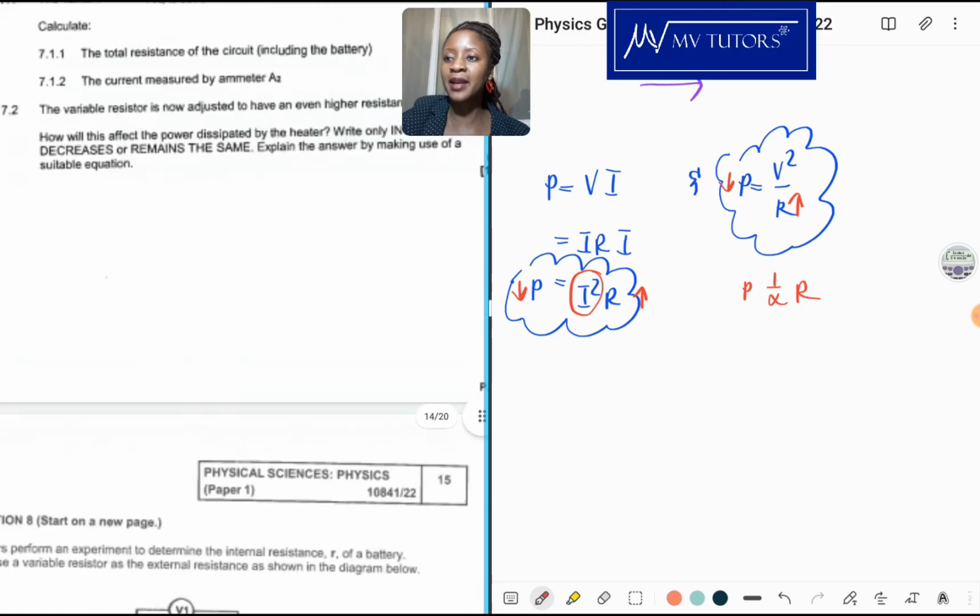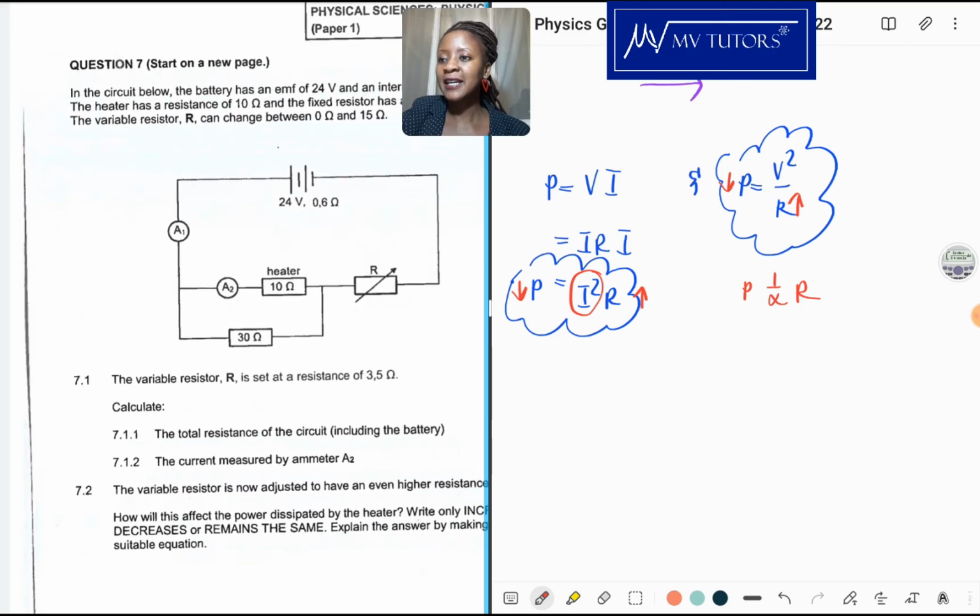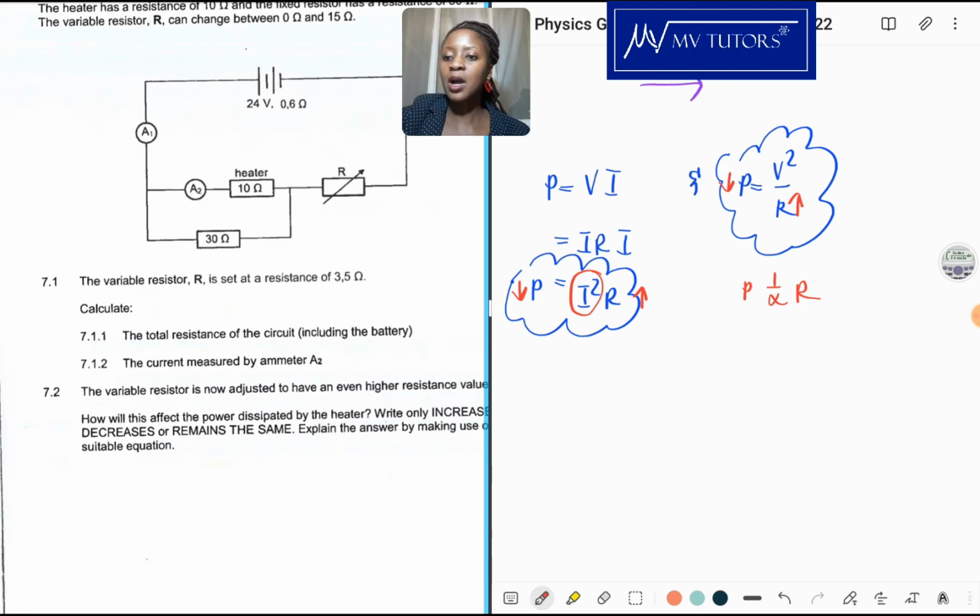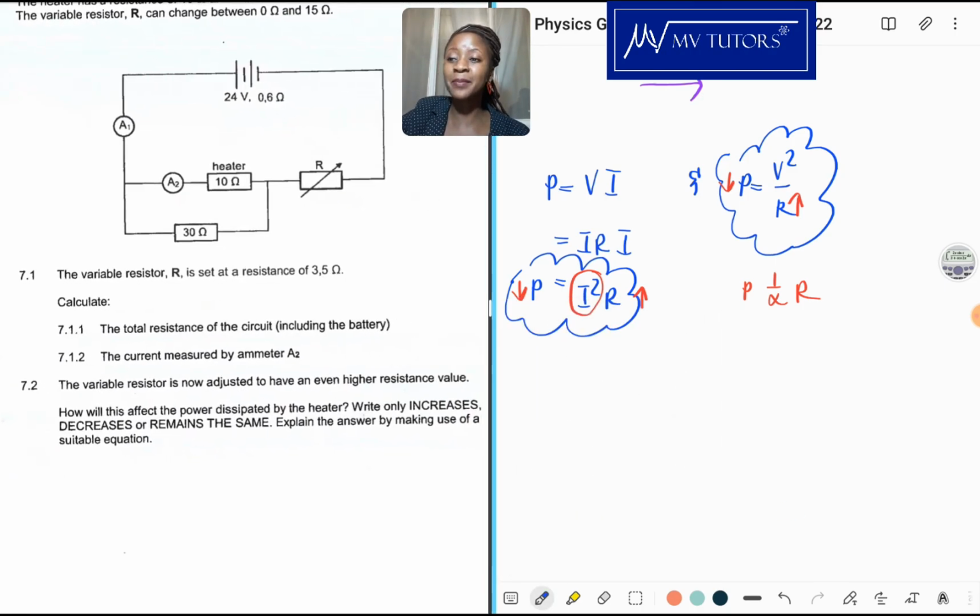Okay, let's just go back to the question. So how will the increase in resistance affect the power dissipated by the heater? It will decrease it.